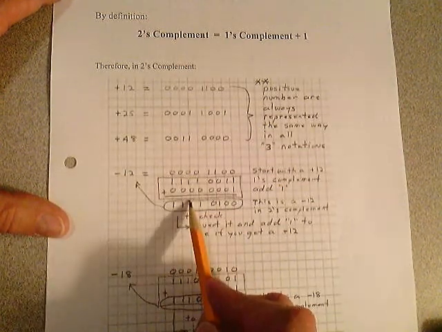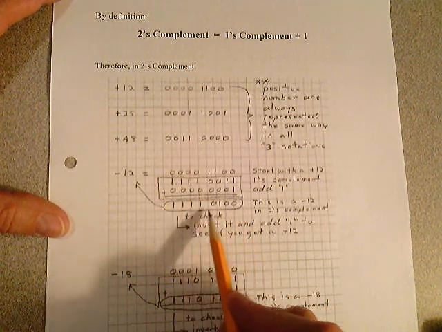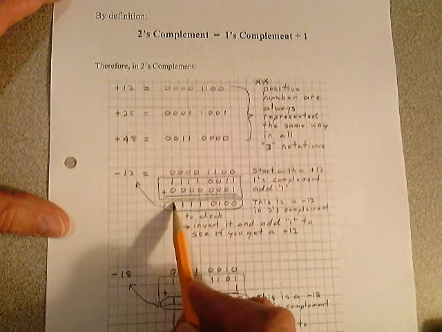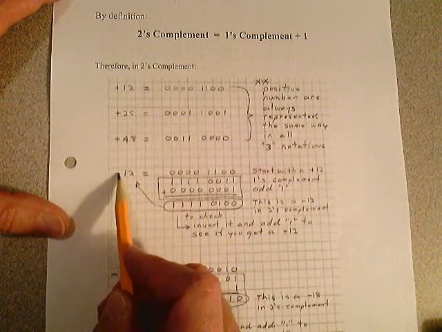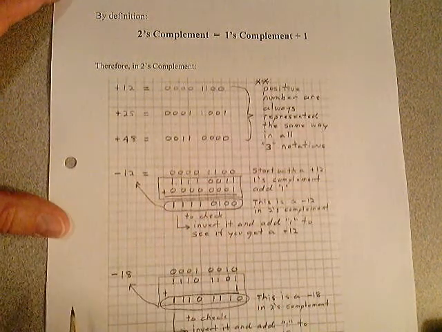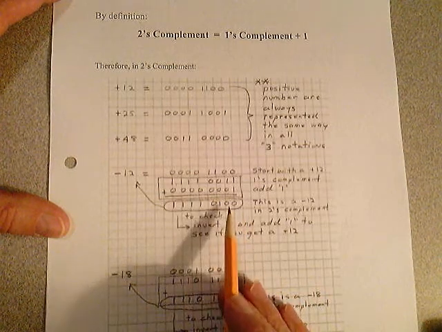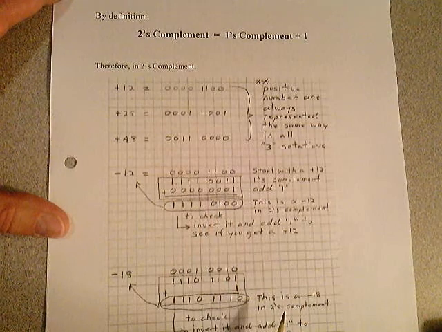Now, if you ever get an answer that looks like that and somebody tells you it's 2's complement notation, what you need to do is recognize it's a negative number by the 1 there. There's your negative. That 1 means it's a negative number. And then you need to take the 2's complement of that number. You have to invert it and add 1. And you'll get a 12, and then you know that's a negative 12.